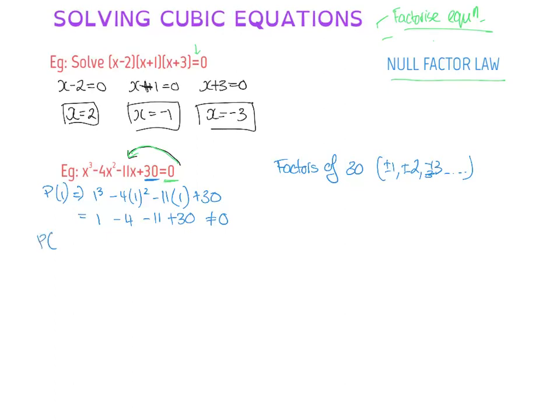So p of 2, I get 2 cubed minus 4 times 2 squared minus 11 times 2 plus 30, so I get 8 minus, that's 4 times 4, so minus 16 minus 22 plus 30, and if you look at that, we get 0. So if we get 0, therefore we know that x minus 2, so the opposite, remember b here is 2, is a factor.